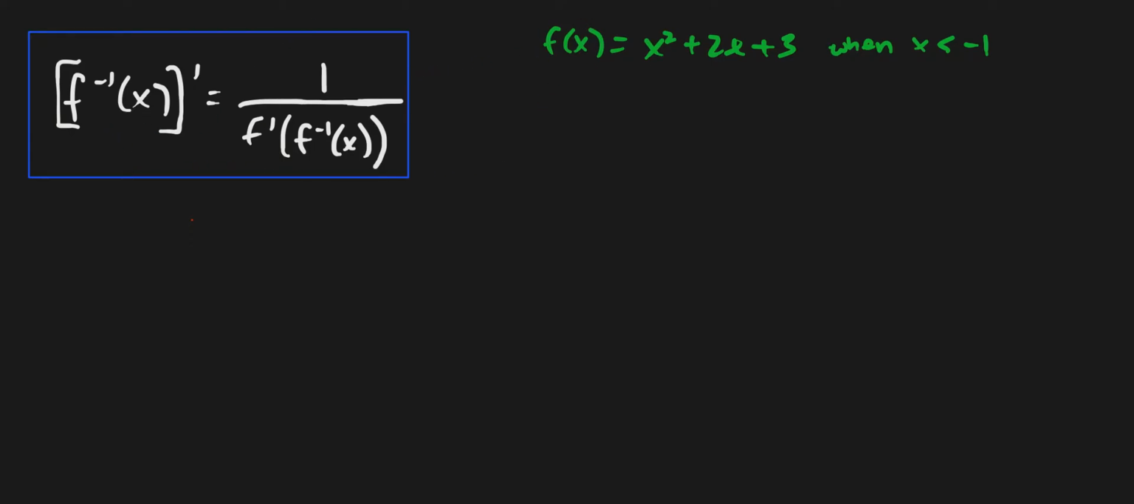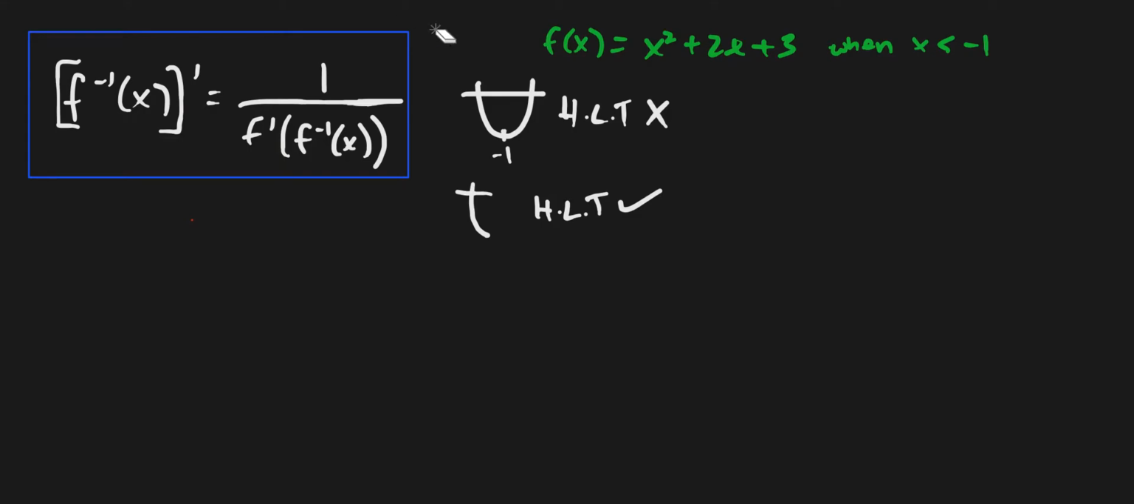formula right here. So this is specifically when x is less than -1, so I'm restricting the domain because if I don't do that, then we have a parabola and we won't pass the HLT, or the horizontal line test. So if we restrict the domain, this is when x is less than -1. If this is the -1, then we just restrict it to the left-hand side of this parabola, and we do pass the horizontal line test. So this is why we have this restriction on the domain.